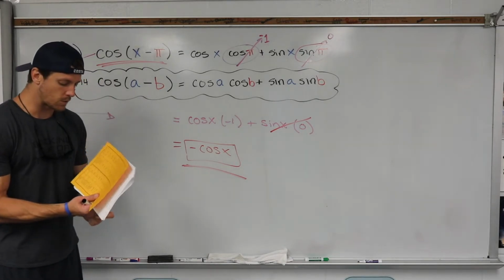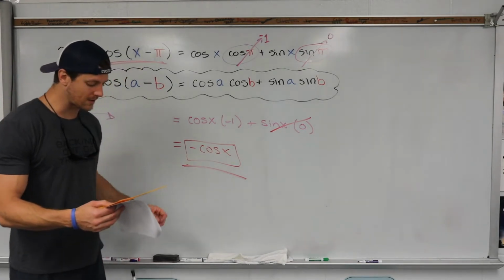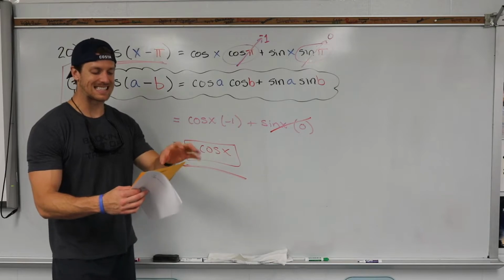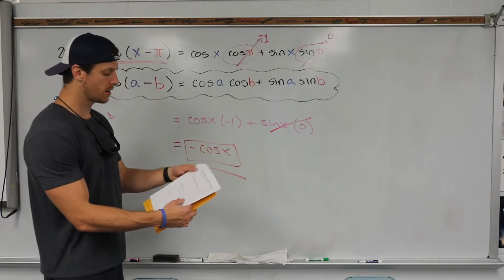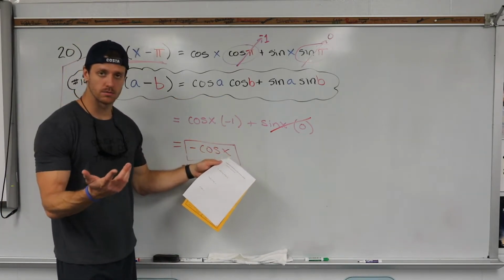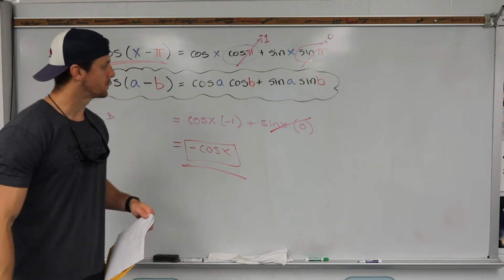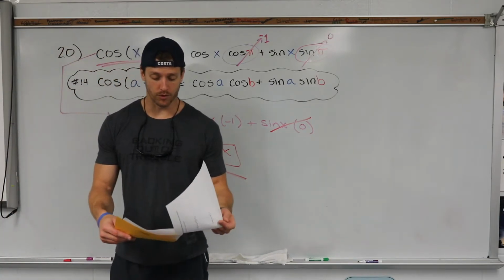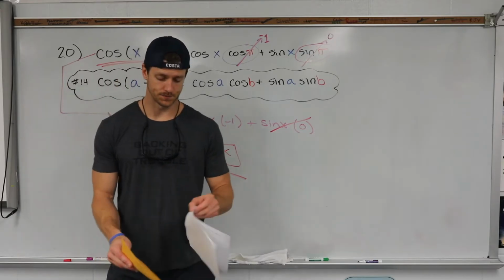Alright, so work on those. Use 14, 15, 16, and 17 identities on numbers 17, 18, 19, 20. They're good. Alright, now let's go to a little more involved stuff. Alright, solving.